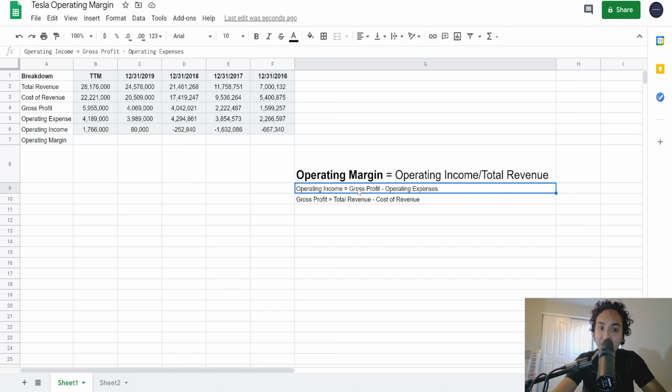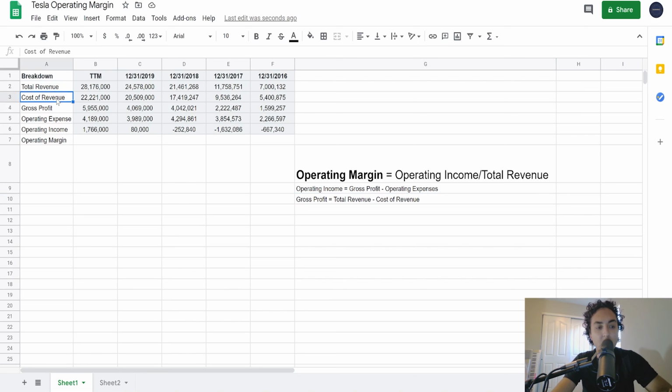Now what is gross profit? Well, the gross profit is total revenue minus the cost of revenue. So see, it's like a funnel. It goes down from total revenue, then you subtract the cost of revenue, which gives you the gross profit. And then from the gross profit, you subtract the operating expenses. That gives you the total operating income. Let's do the calculations and see whether or not Tesla has been increasing their profitability over the years.